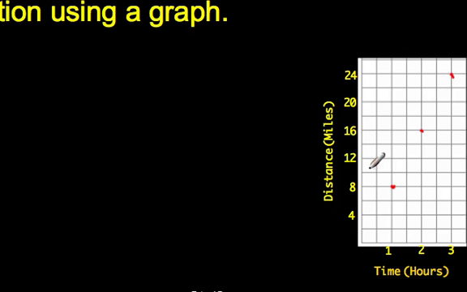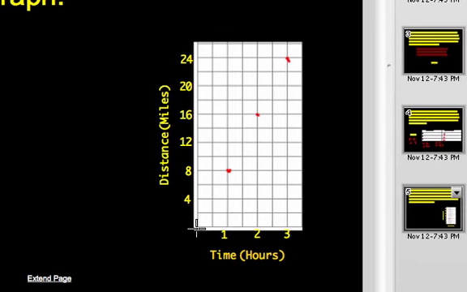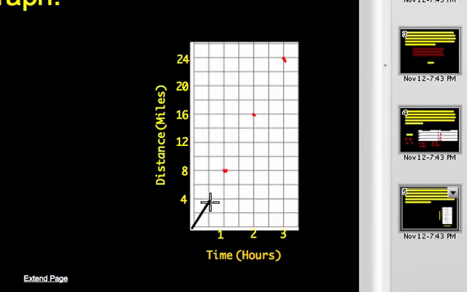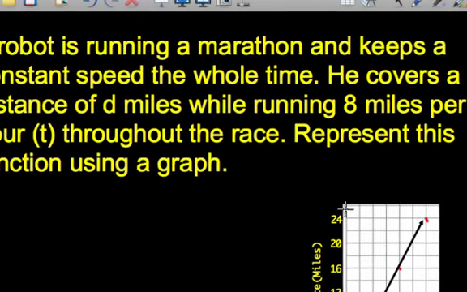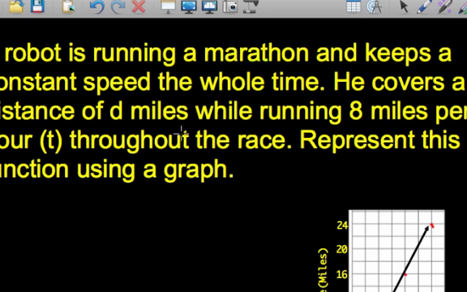And you'll notice this will actually form a straight line here. And this graph will go on and on forever. So you start at 0 miles and 0 hours, right? And then you're going at a constant speed the whole time. So basically at a half hour you've gone 4 miles. That makes sense. At 1 hour you've gone 8 miles. And then we're just going to keep going all the way up. This thing will go on forever because it's a constant speed. It said it's always running 8 miles per hour. It's a robot. What can you say?